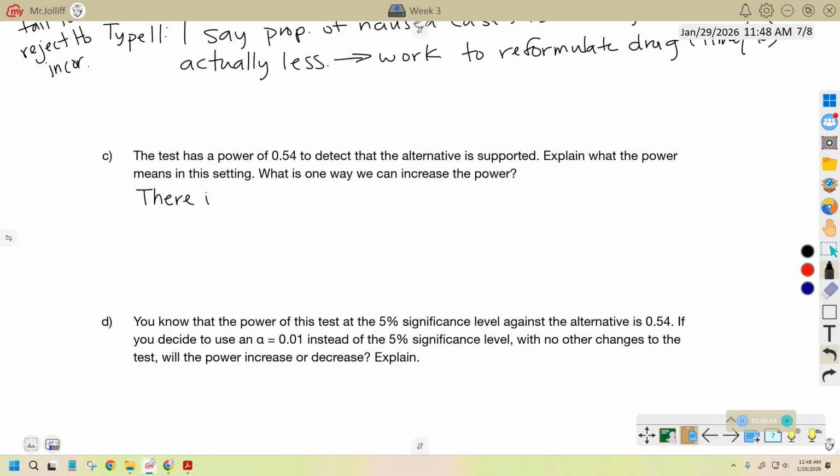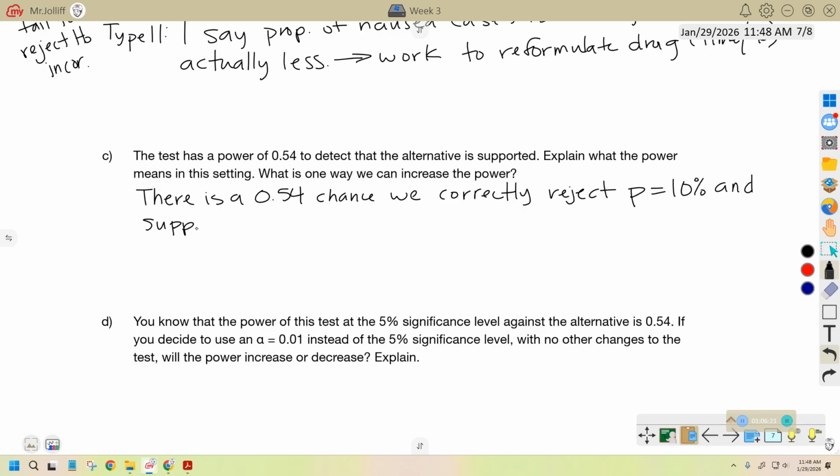So there is a 0.54 chance we correctly reject that the proportion is equal to 10% and support the claim that it is less than.